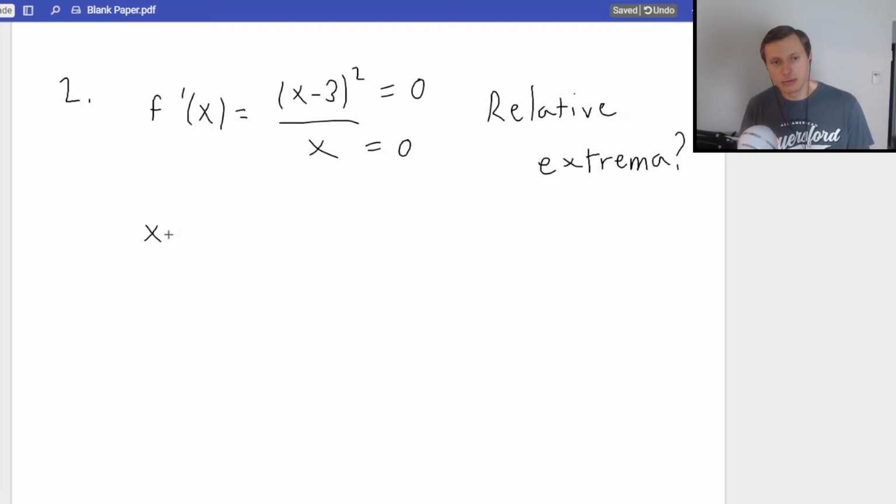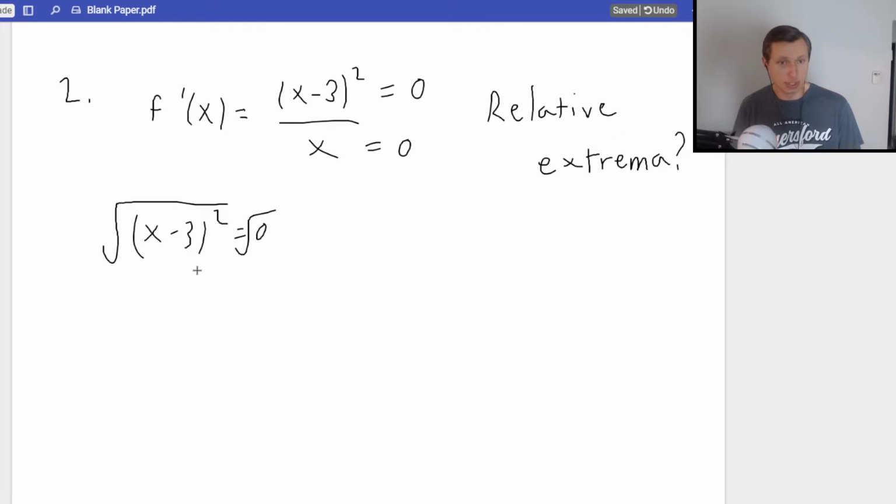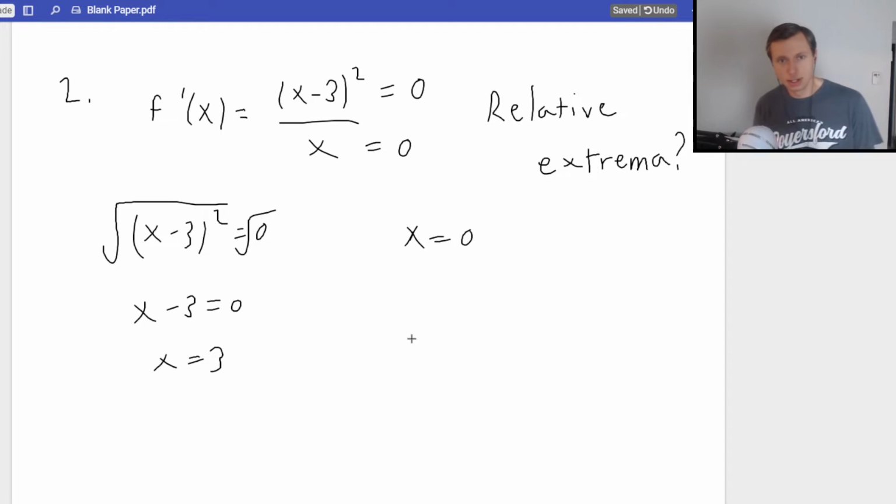So with the numerator, you have quantity x minus 3 squared equals 0. To solve for x there, you just need to take the square root of both sides, as we did before. You're going to get x minus 3 equals 0, so x equals 3. That's one of our critical points. The other one's easy. It's literally just x equals 0 from the denominator.